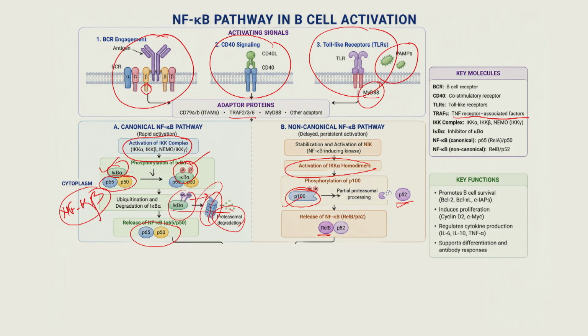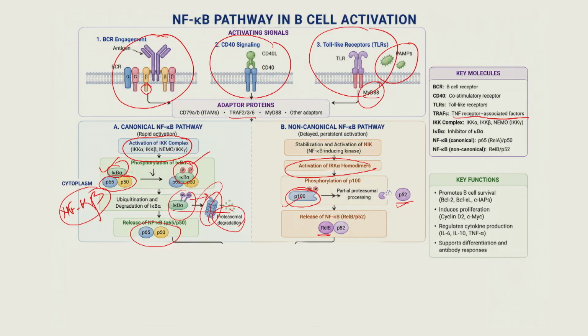So in the canonical pathway, we get phosphorylation of inhibitor of kappa B. In the non-canonical pathway, we get phosphorylation of P100. In the canonical pathway, the released factor is the P65 and P50 heterodimer. In the non-canonical pathway, we have the RelB and P52 heterodimer going into the nucleus. So these are two distinct pathways in NF-kappa B.